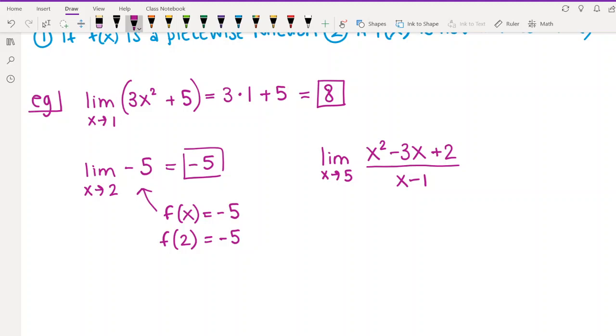But because there's no issue with plugging in 5, right? The denominator is only equal to 0 when you plug in 1, not when you plug in 5. So we can just go ahead and plug that number right in. And so we get 25 minus 15 plus 2 divided by 4. And if you simplify that, that comes out to equal 3.